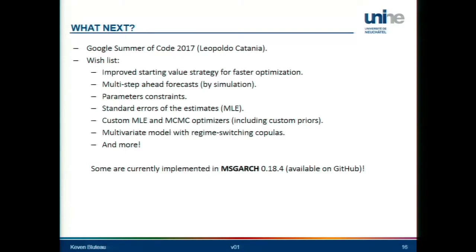Some of these are currently implemented in the GitHub implementation, version 0.18.4. The current version on CRAN is 0.17.7. The version on CRAN is kind of bug-free, but the development version is at your own risk, though more is implemented. If you want to try it out, just do it. And if you have any issue, we encourage you to open an issue on GitHub or ask questions afterward during the break. So thank you.